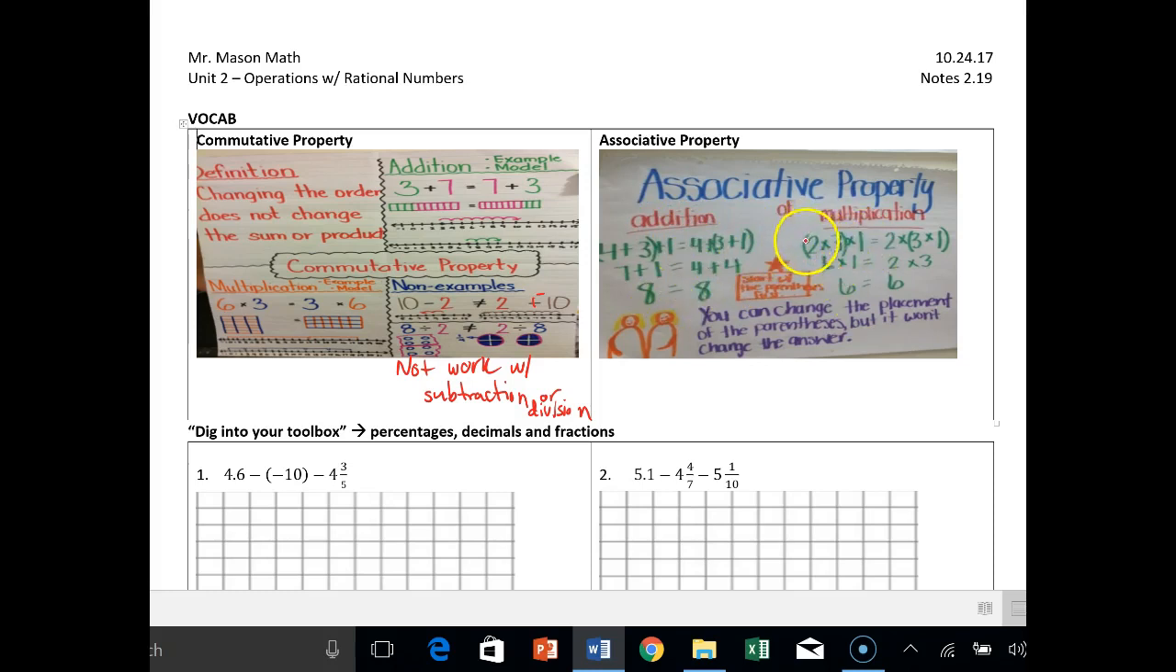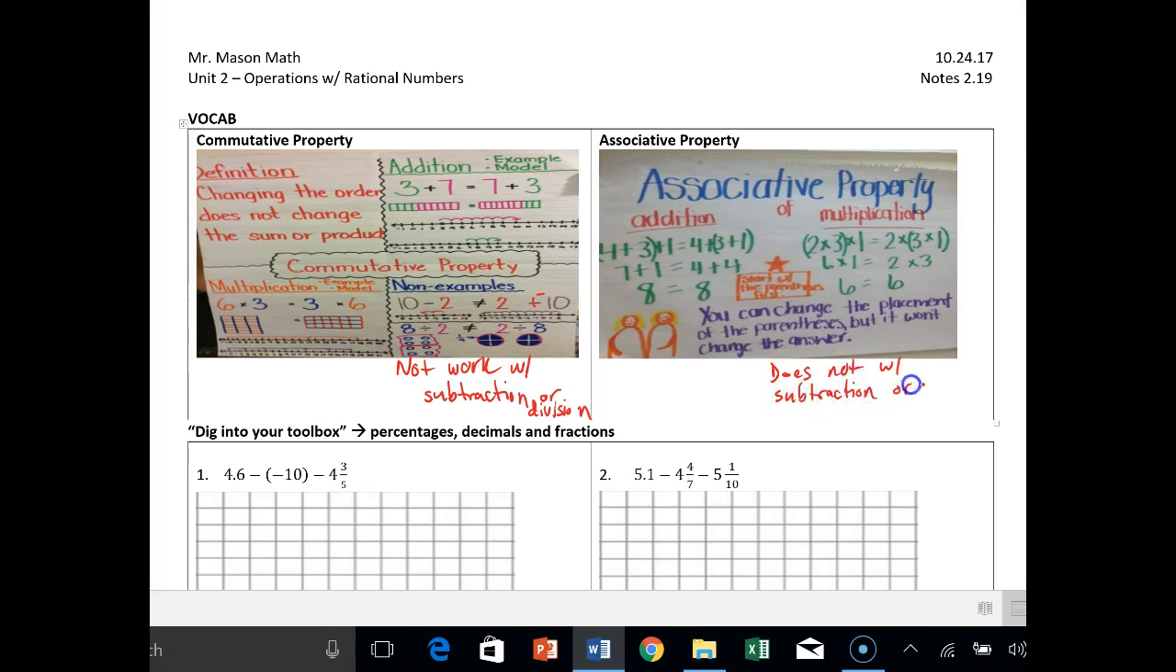Same with multiplication. I can do 2 times 3 times 1. Notice the order is exactly the same in both, right? And that would give me 6 times 1, which is 6. Or I can do 3 times 1 first, which is 3, then times 2, which is 6. Again, it does not work with subtraction or division.